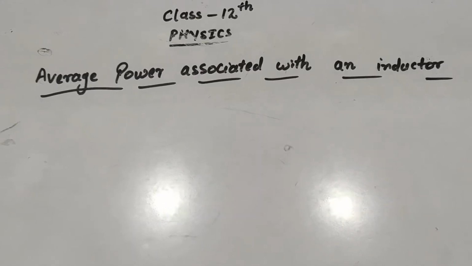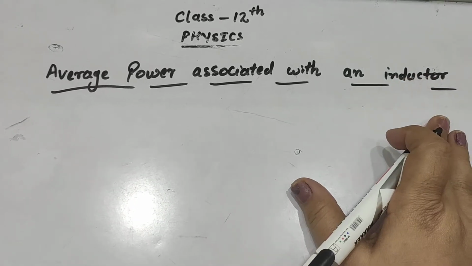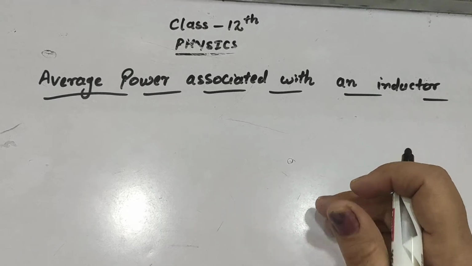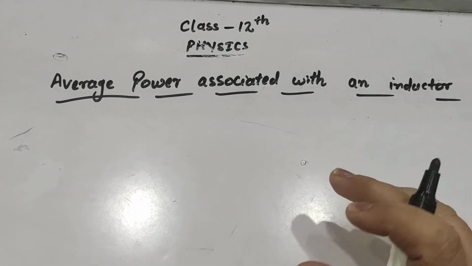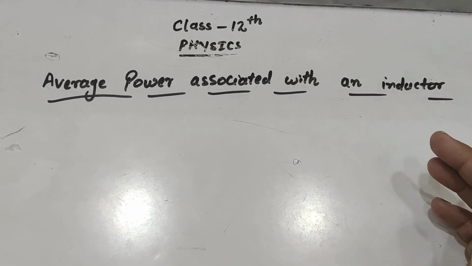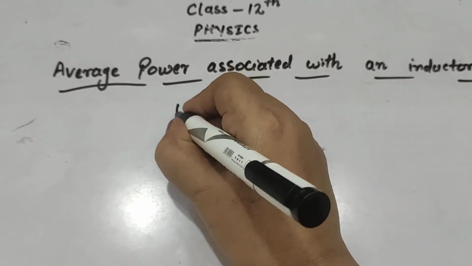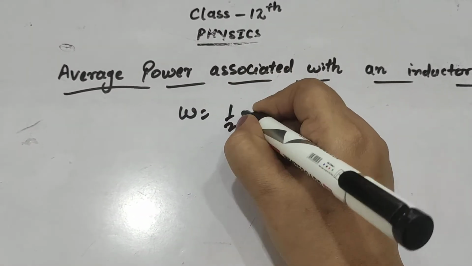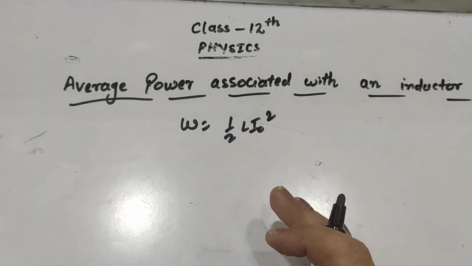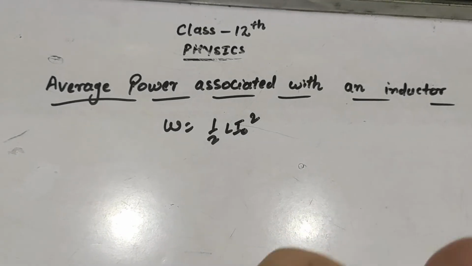Average power associated with an inductor. Now we know that in case of an inductor, when we supply the current, an induced EMF is developed which is opposing the increase in current. So to build the current in the circuit, we need to supply some energy from outside so that it can reach the maximum value. And we also know that that work is given by W = 1/2 L I naught squared, right? And when the current decreases from maximum to 0, again we have to supply the energy.